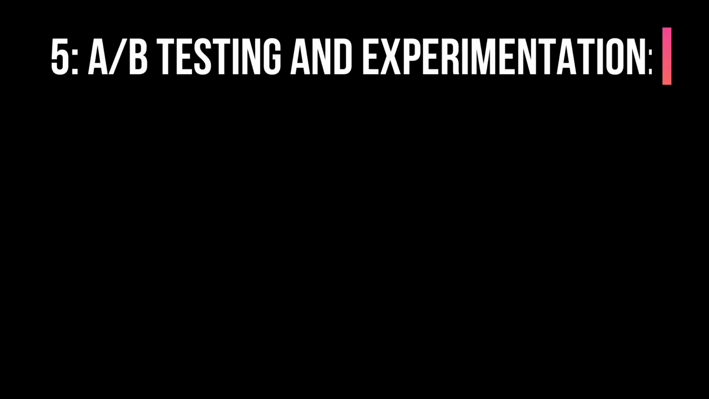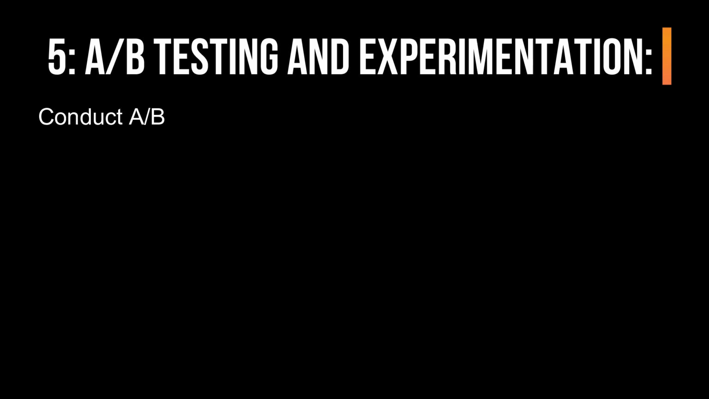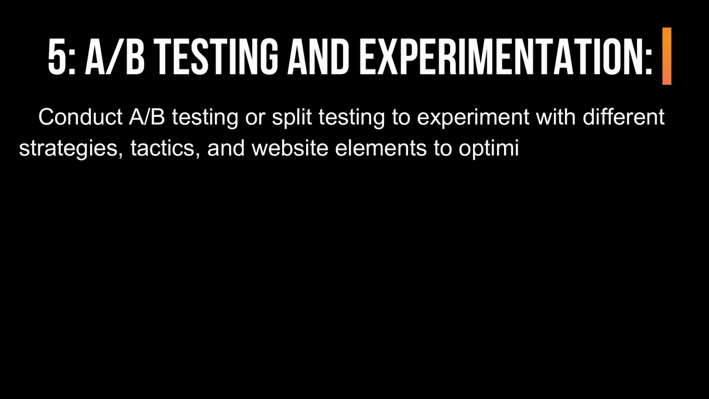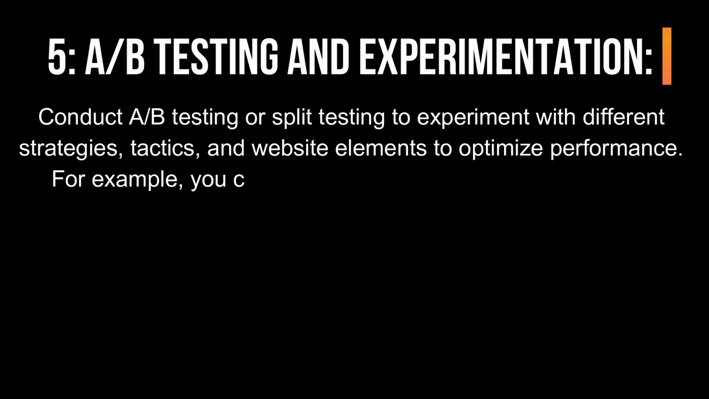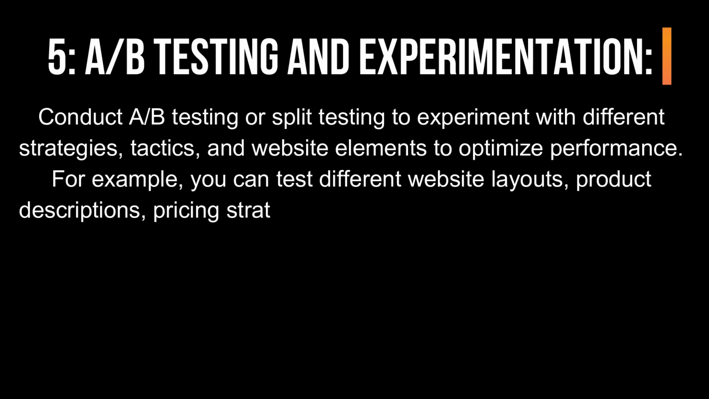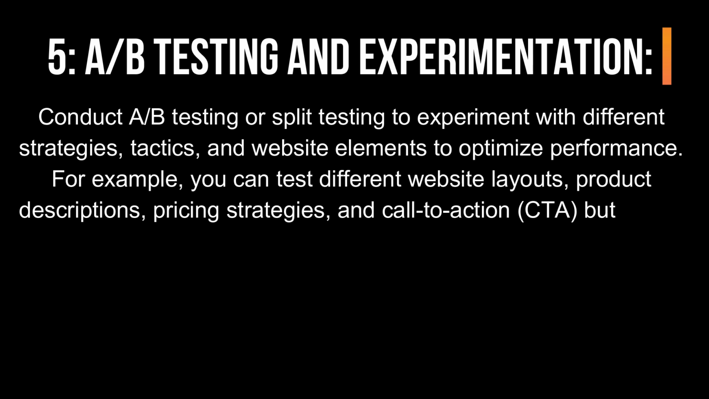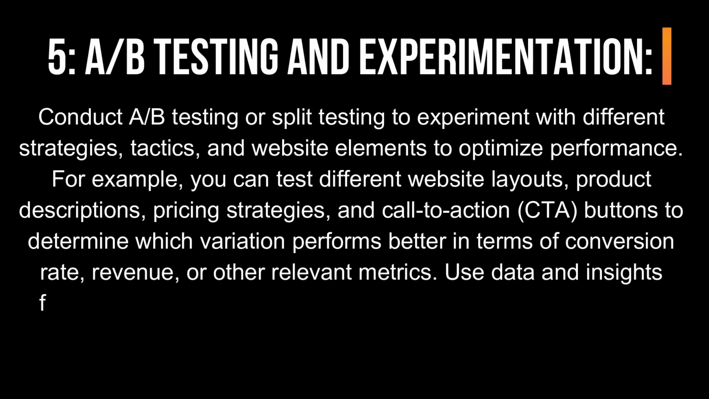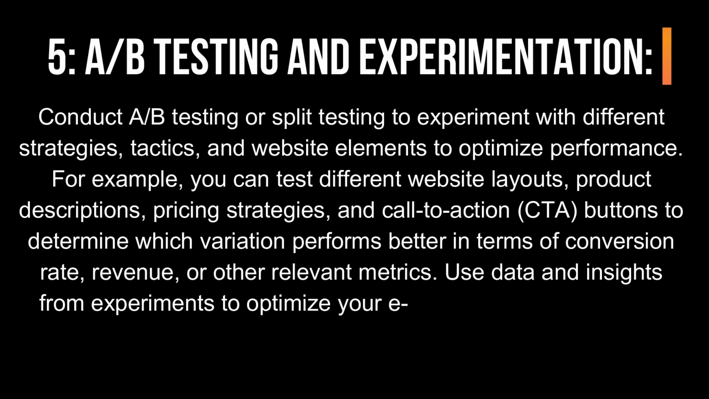5. A/B testing and experimentation. Conduct A/B testing or split testing to experiment with different strategies, tactics, and website elements to optimize performance. For example, you can test different website layouts, product descriptions, pricing strategies, and call to action (CTA) buttons to determine which variation performs better in terms of conversion rate, revenue, or other relevant metrics. Use data and insights from experiments to optimize your e-commerce strategies and tactics.